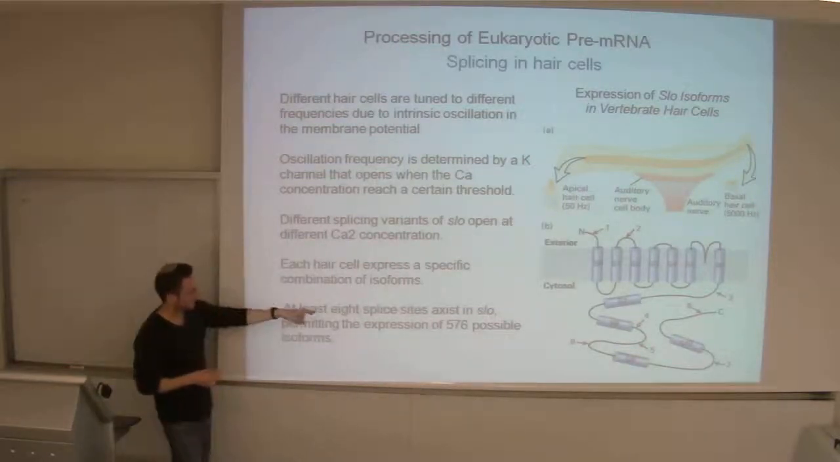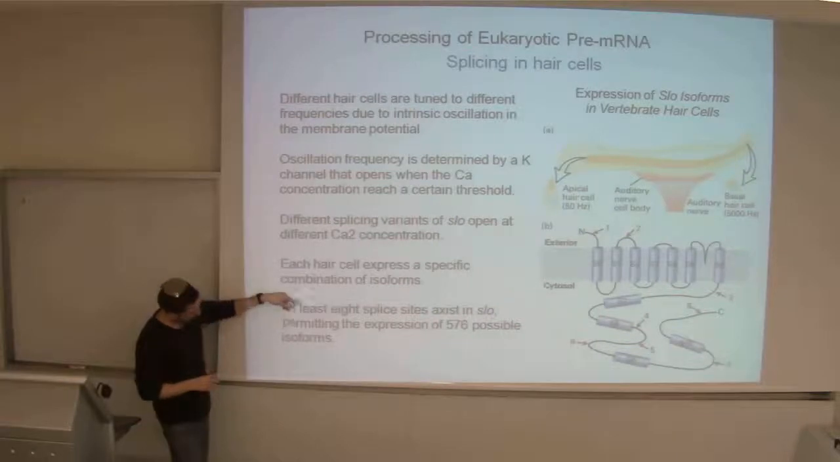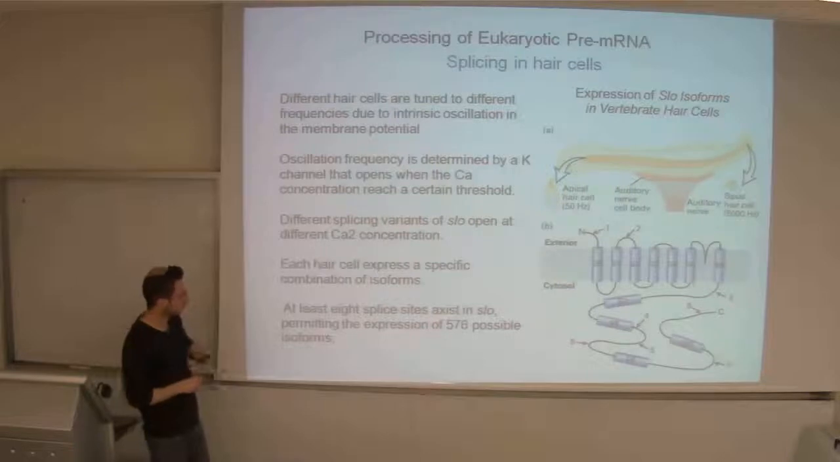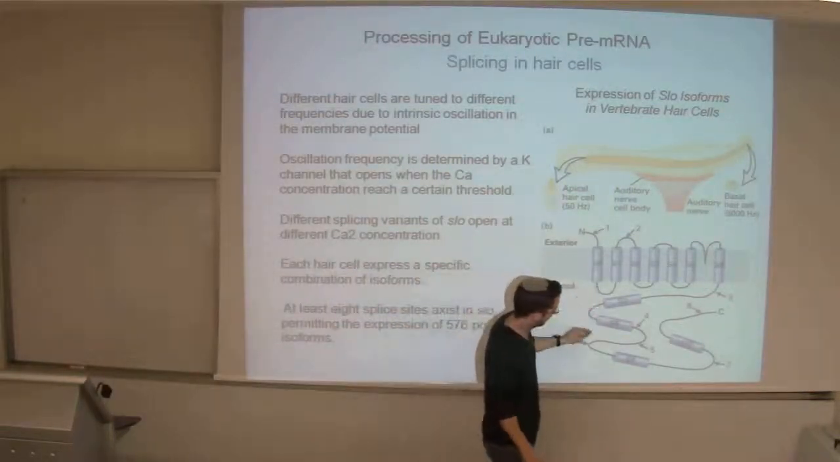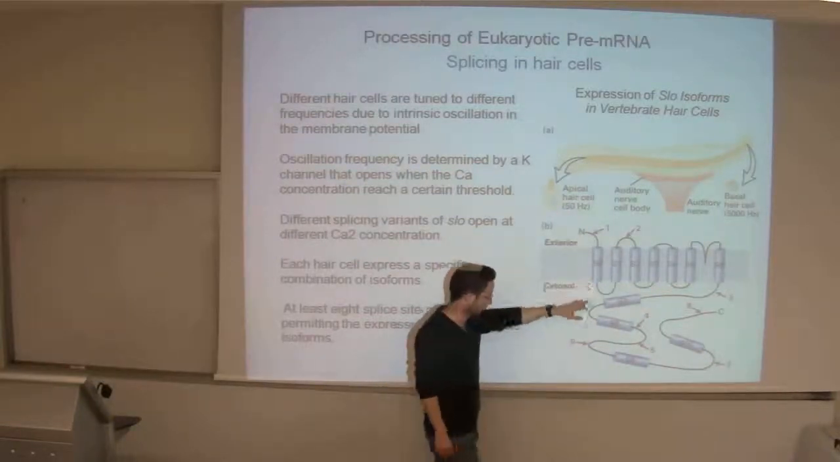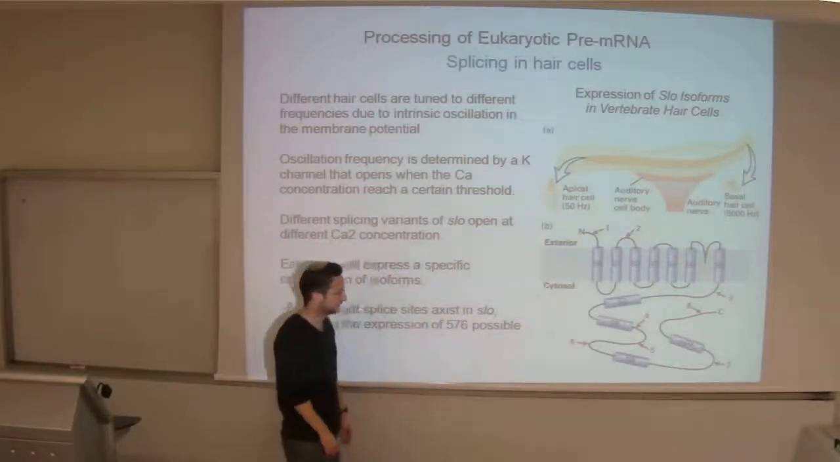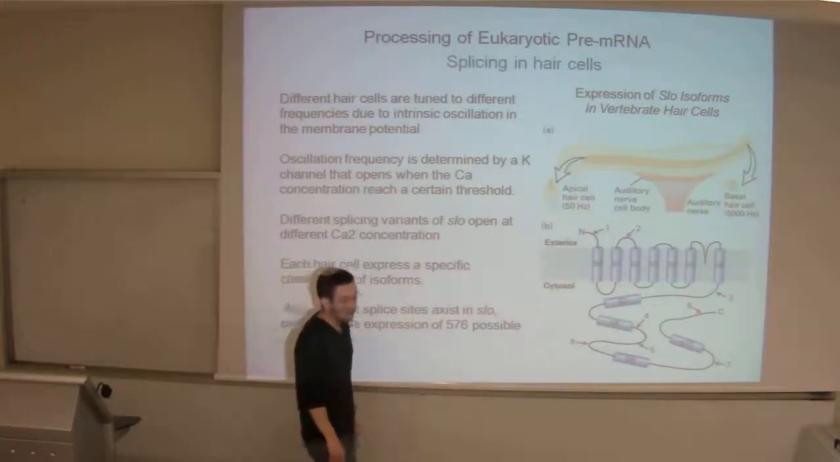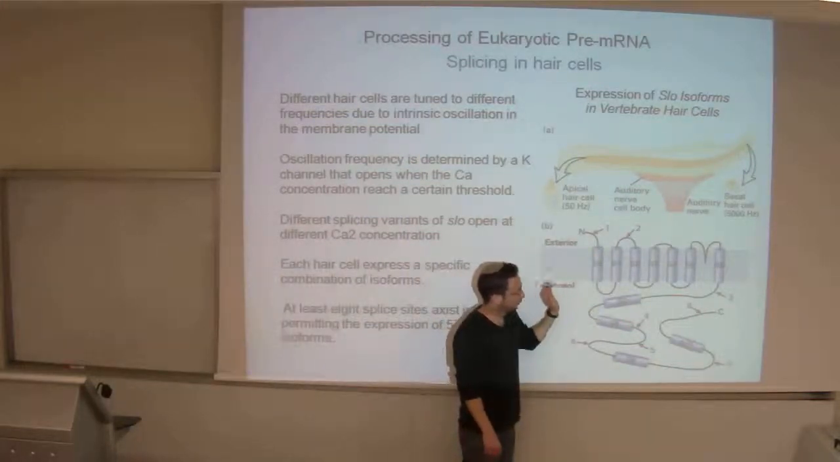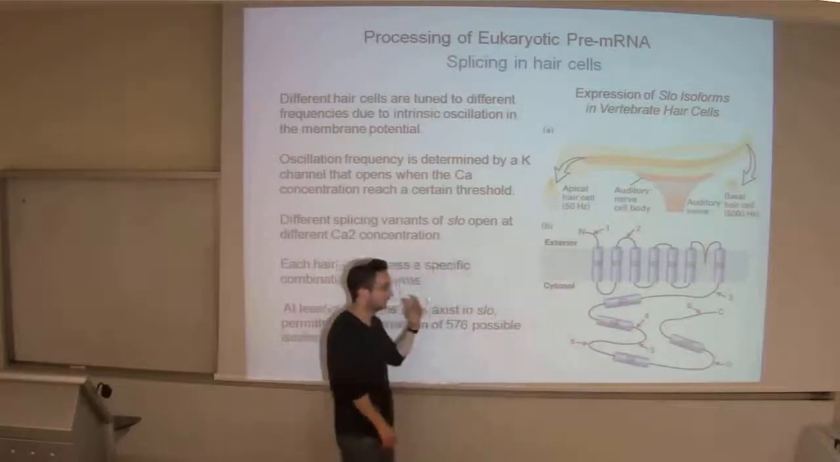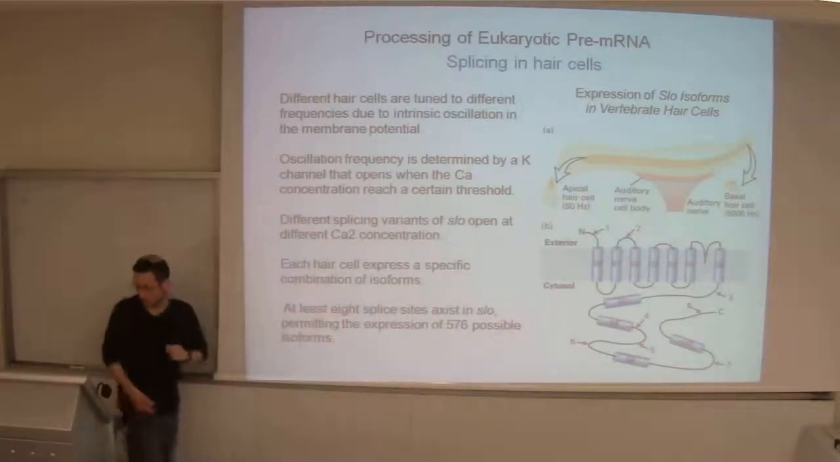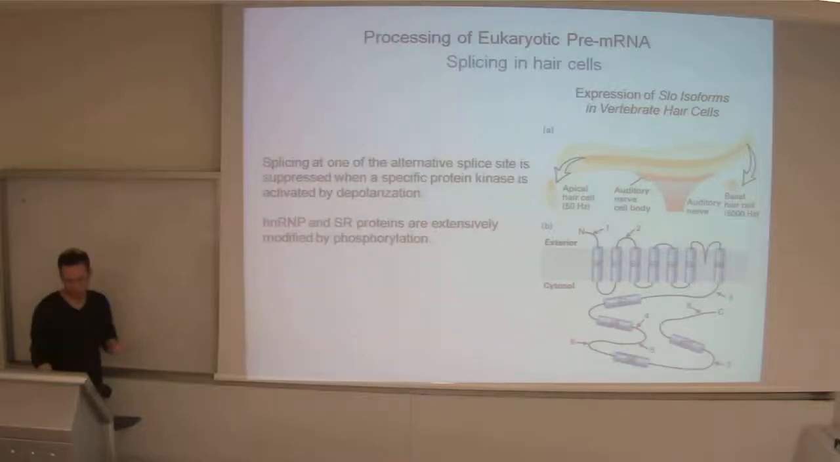We know that at least 8 splice sites exist in this gene, which permits quite a lot of possible isoforms. So this is the potassium channel. You see with the red or purple arrows where the different splice sites are. And splicing differently will give rise to a different potassium channel that is sensitive to different threshold levels of calcium, and which is then open at different points in time, and hence oscillates at different frequencies.